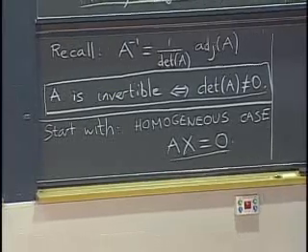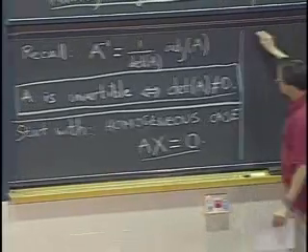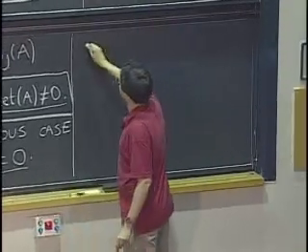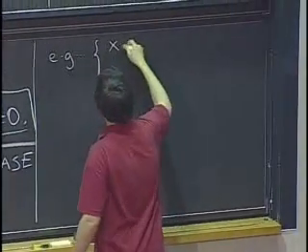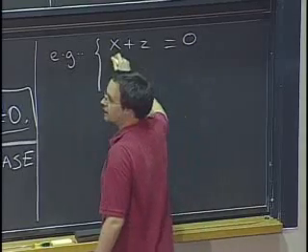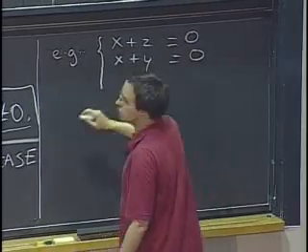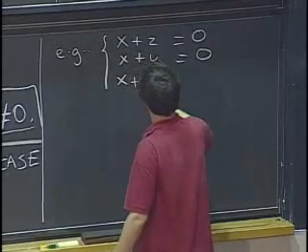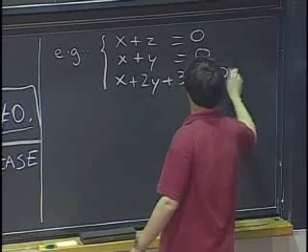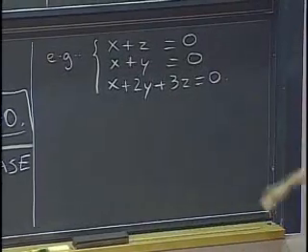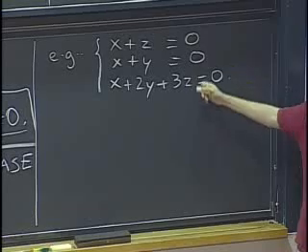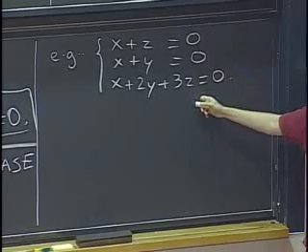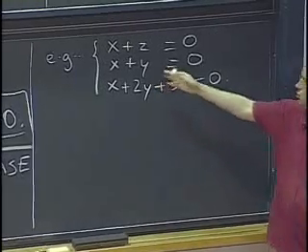So let's see what happens there. Well, let's take an example. Instead of this one, we could take x plus z equals 0, x plus y equals 0, and x plus 2y plus 3z also equals 0. Well, can we solve these equations? Yeah, I think actually you already know a very simple solution to these equations. You can just take x, y, and z all to be 0.